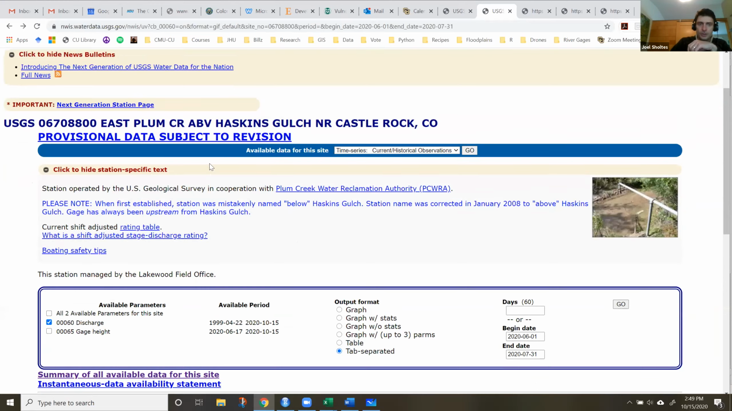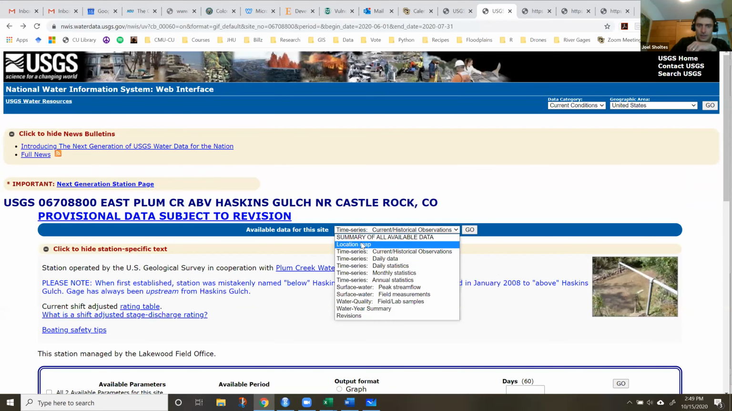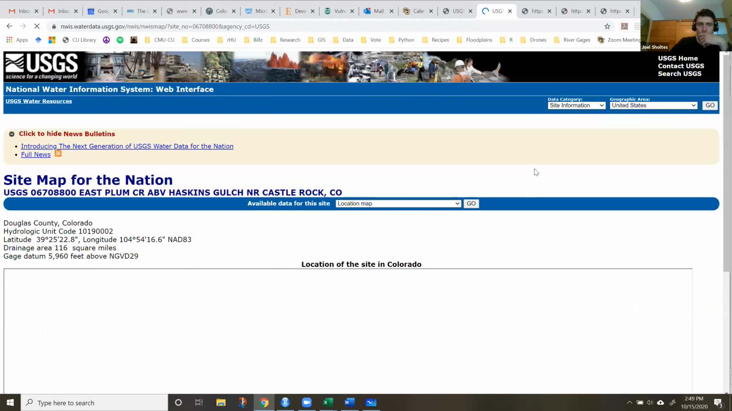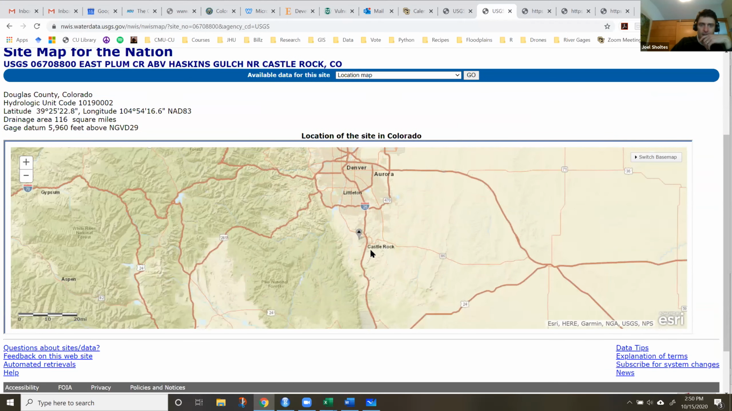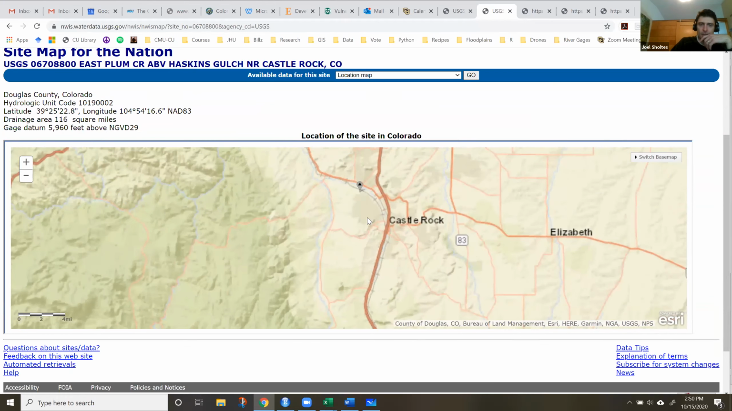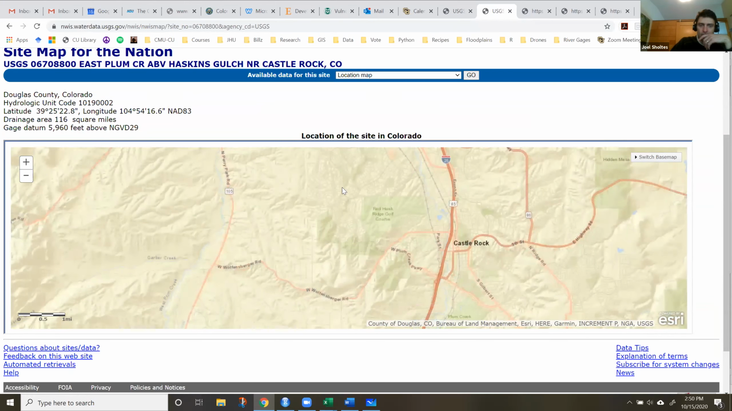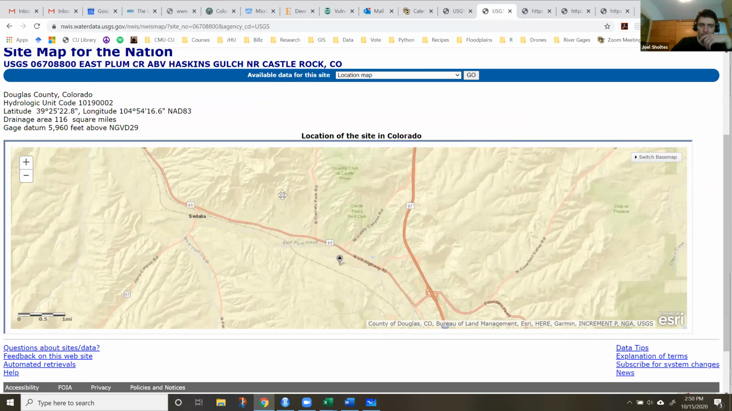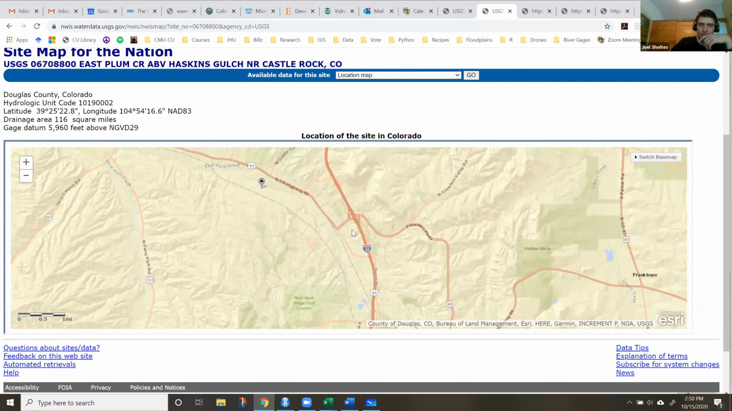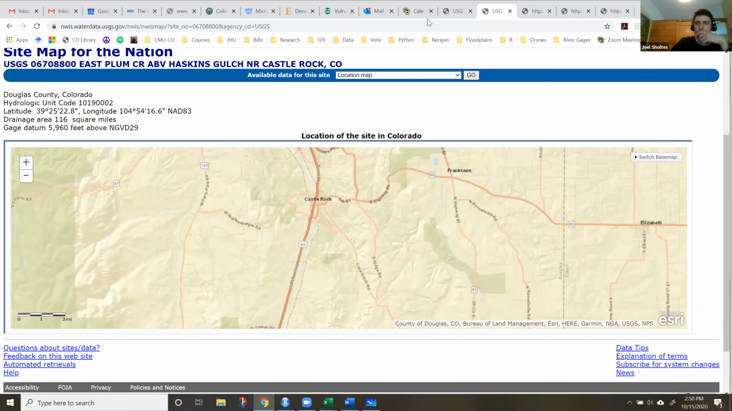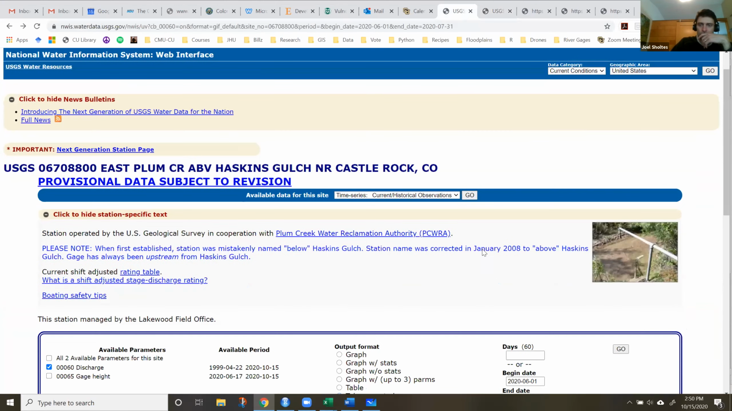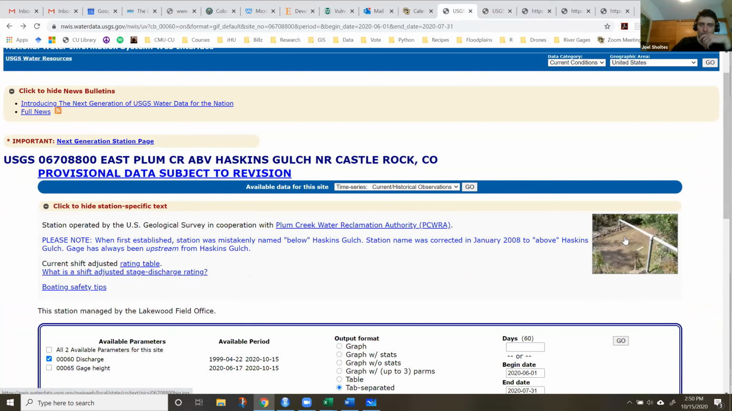So you can see this is East Plum Creek. Let's take a look at where it is. Location map. So here's Castle Rock, south of Denver, and East Plum Creek kind of drains in the foothills. And here's where that gauge is. And it's just downstream of a wastewater treatment plant, and that's who helps pay for the gauge. And there it is right there. It's a beaut.